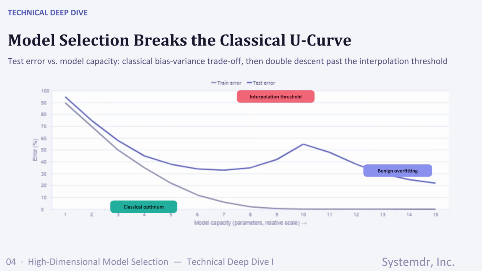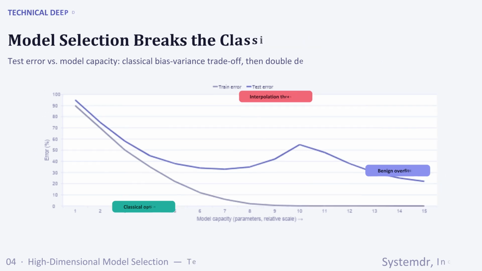Here's why this matters for model selection specifically. If you're doing early stopping or searching over model capacity based on the old assumption of a single U-curve, you can easily stop your search right at the worst possible point, the interpolation threshold, instead of either pulling back to the classical optimum or pushing all the way through to that second benign overfitting descent. We'll come back to exactly when that second descent is trustworthy in a few minutes.